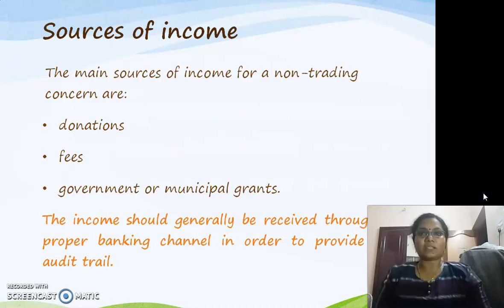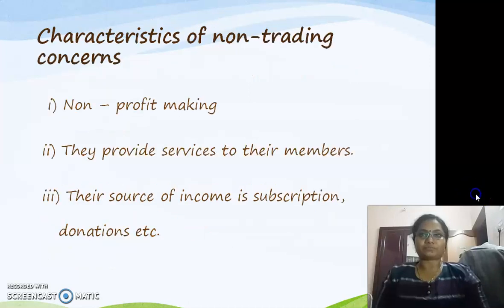Next, we are going to see the source of income for the non-trading concern. The main source of income for the non-trading concern is from subscriptions, fees, and government and municipal grants. Another important thing they need to concentrate on is that they should receive all this fund through a proper banking channel in order to provide an audit trail.